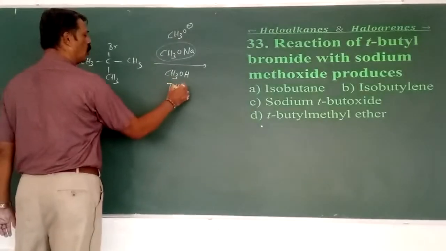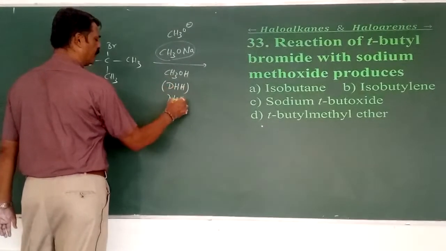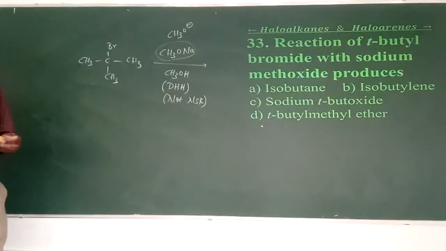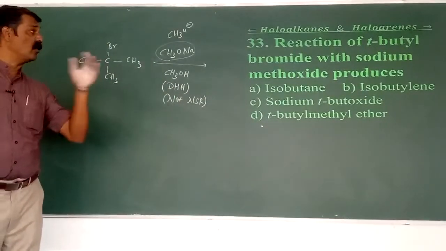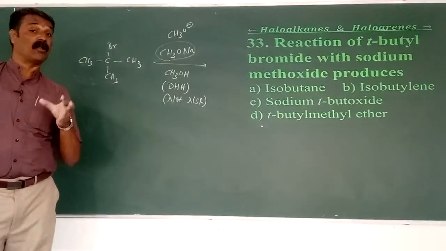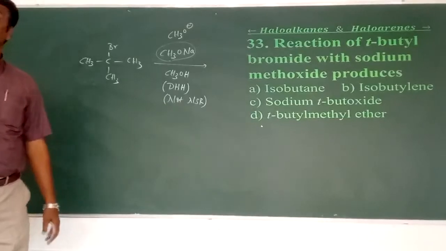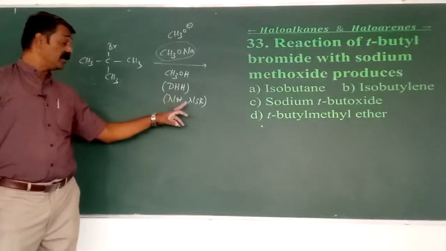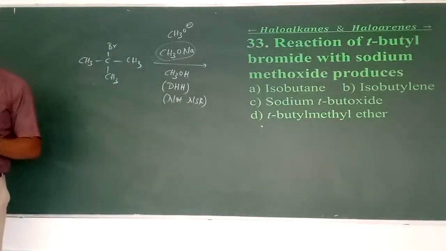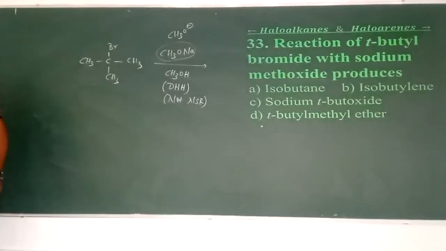Means it undergoes not SN2 but which one? It is going to be DHH. What is DHH? Dehydrohalogenation. Usually tertiary haloalkanes don't easily undergo SN2, but instead of that they undergo dehydrohalogenation. That's why we are preferring it.